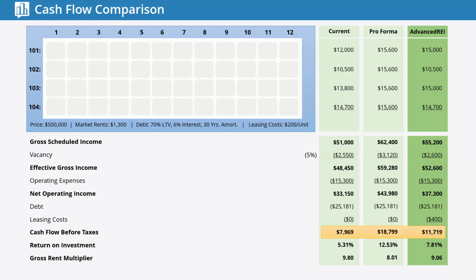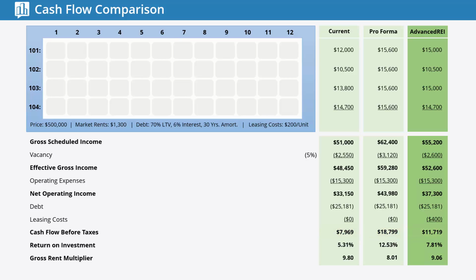Now, if we look down at AdvancedREI's cash flow before taxes, it's $11,719, which is a 47% increase when compared to the current cash flow before taxes of $7,969. That's even after you take into account AdvancedREI's $400 leasing cost, which, by the way, we didn't deduct for the current and pro forma cash flow statement.